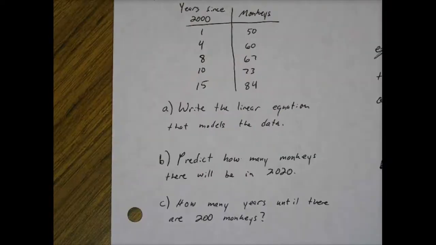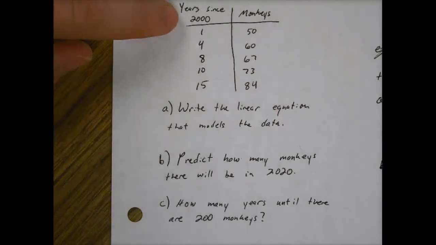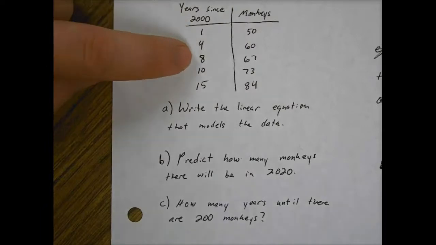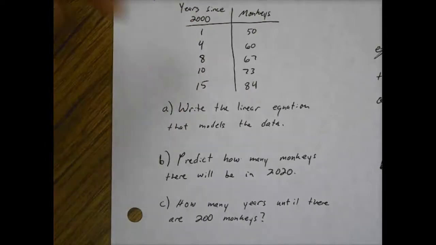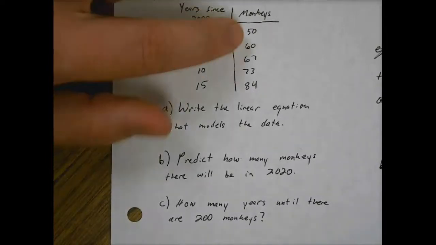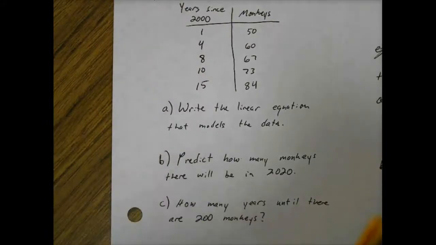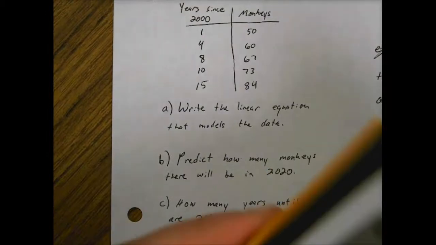All right, so with this one, we're given some data, and it says in the x values and our inputs, it says the years since 2000. So that means this will be 2001, 2004, 2008, 2010, 2015. The years since 2000. 1 year since 2000 would be 2001. And it says how many monkeys. We don't know really what we're talking about. It could be how many monkeys pick their nose. I don't know. And it's probably about right.